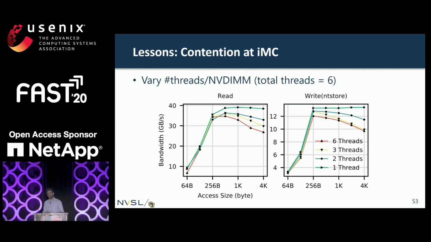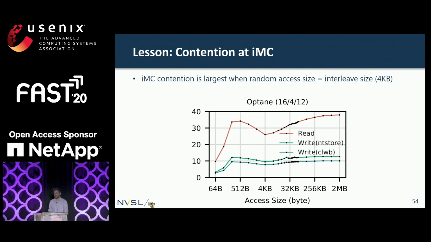What you see is that if we pin a thread to a DIMM, both for reads and writes, we don't suffer degradation as we increase the access size. In contrast, if we have multiple threads accessing multiple DIMMs, we can end up clogging on a single DIMM, and our bandwidth falls as this bubble basically trickles out into the instruction stream, and we end up with a stall. This is exactly the reason why we see this valley. The IMC contention is largest when the random access size equals the interleave size.